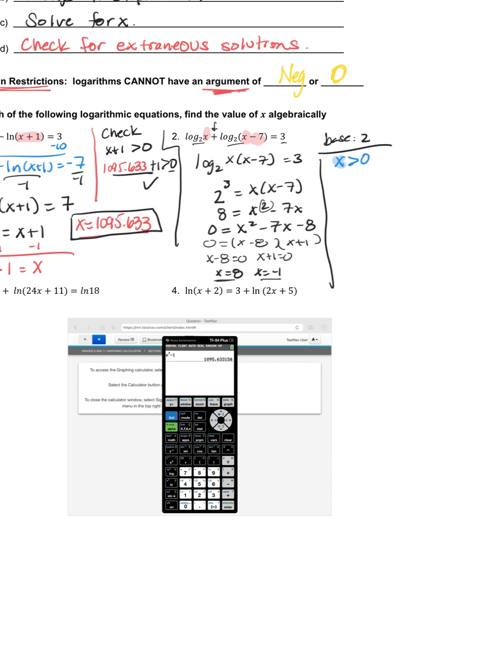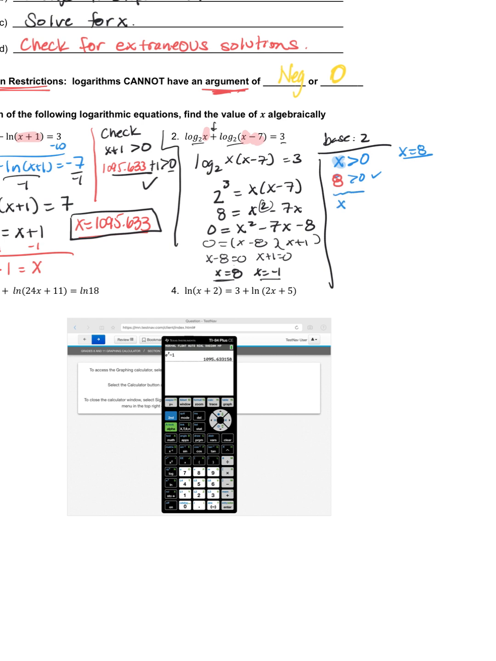Now what is x? I'm going to do x equals 8 first for my solutions. So is 8 greater than 0? That's true. So it works for that one. So now I got to take my other argument, which is x minus 7. Is that greater than 0? So I'm using this argument here. Again, I let x equal 8. Is 8 minus 7 greater than 0? Yes, that is true. So therefore, x equals 8 is a solution.